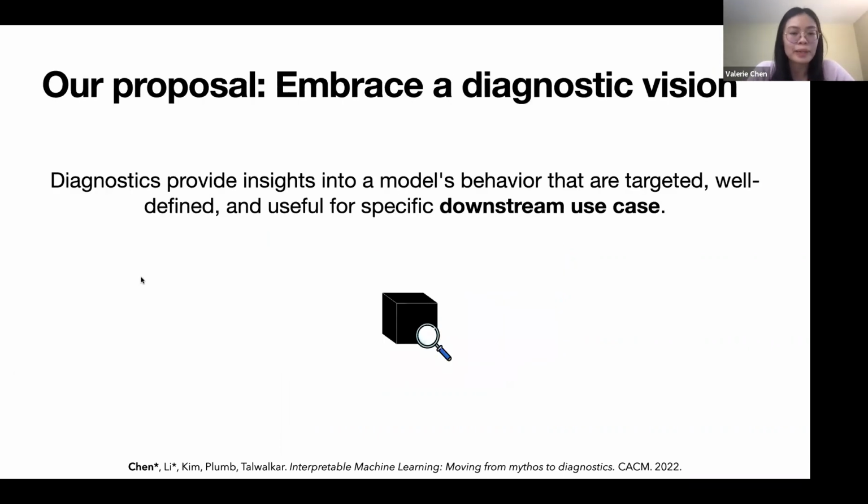So in this work, we talk about the way in which we think that the community should be moving forward in terms of bridging researchers and consumers of XAI, which is what we call embracing a diagnostic vision, defining diagnostics as tools which provide insights into model behaviors that are targeted, well-defined, and useful for specific downstream use cases.